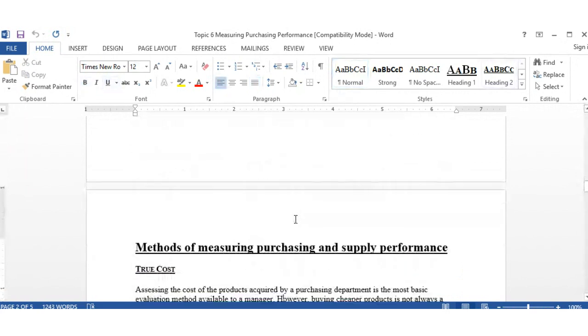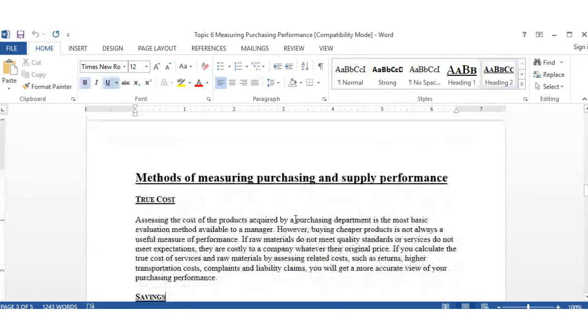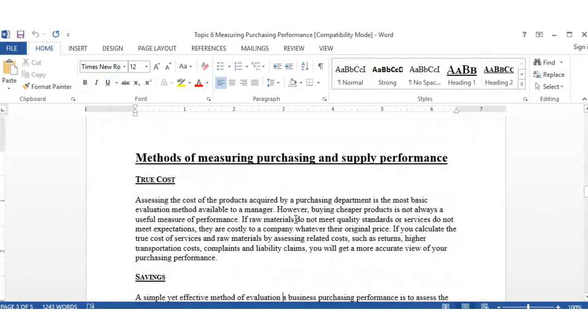Quickly, let me go to methods of measuring performance in a supply department. This is in a department. The first thing is that you've got to measure the true cost.